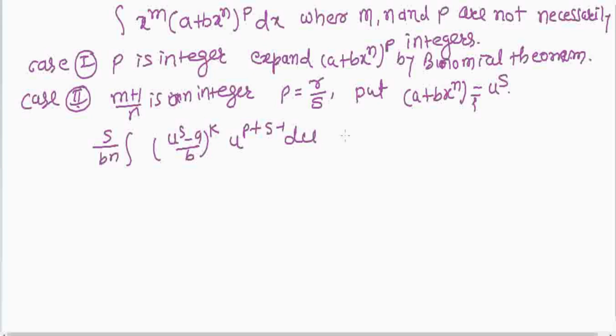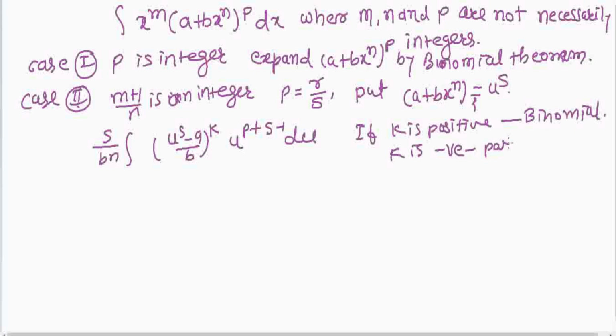Okay, so first consider if k is positive. If k is positive, apply the binomial theorem to expand this and multiply by u raised to (p plus s minus 1). If k is negative, then apply the method of partial fractions.